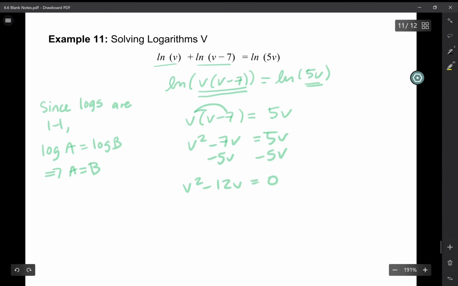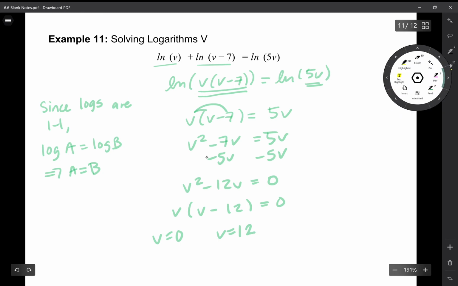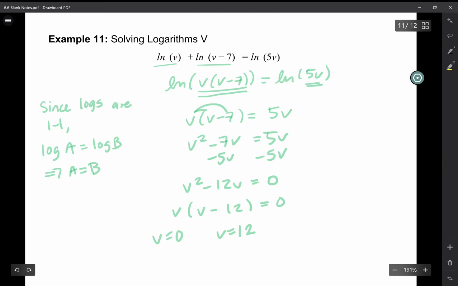This one looks very factorable to me. Let's pull out a v. v times v minus 12 equals 0, so v either equals 0 or v equals 12. Let's check these solutions. Lots of times when you're doing logs and end up solving a quadratic equation, you get an extraneous solution.